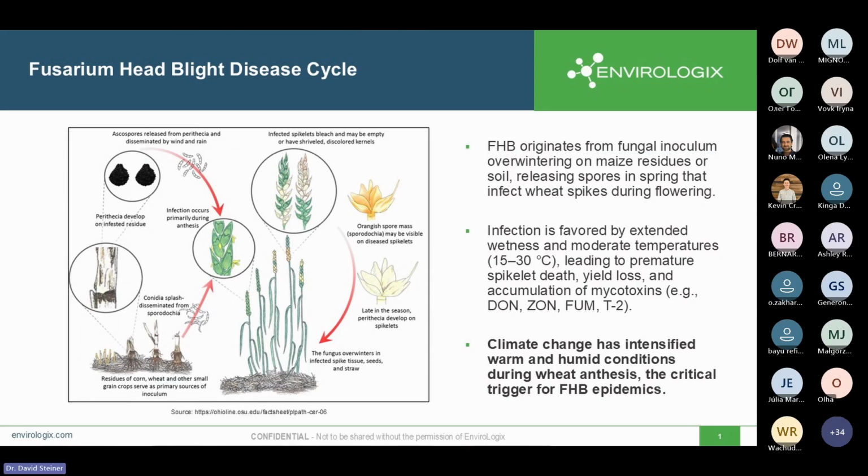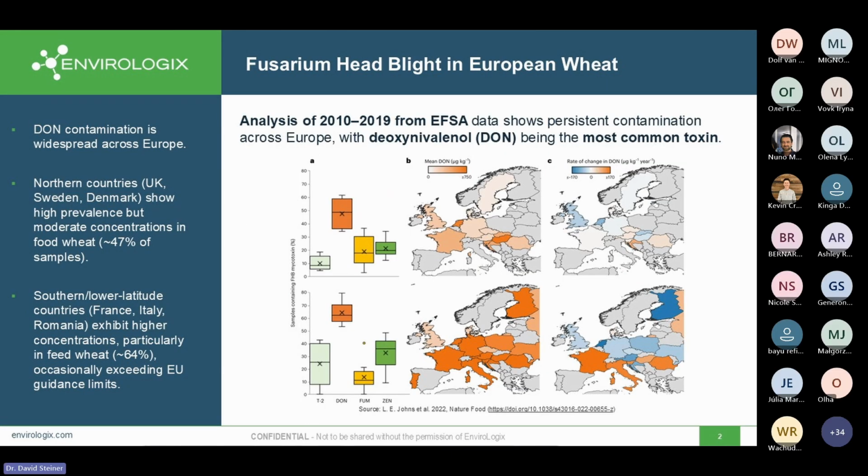So climate change is basically making these conditions more common, and warmer temperatures, more frequent rain, and higher humidity during the wheat flowering create ideal conditions for Fusarium, increasing both the frequency and also the severity of the outbreaks. And observations actually show that these Fusarium infections, and especially the deoxynivalenol contamination, are now more common across Europe.